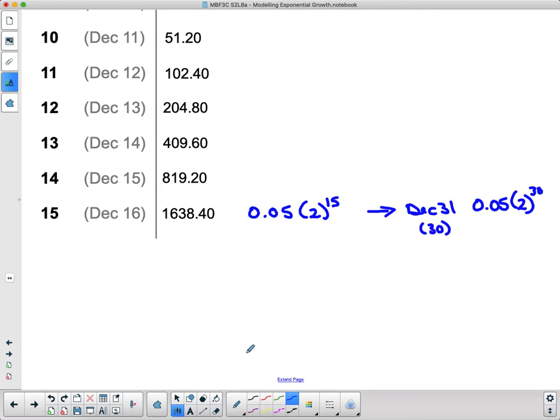0.05 times 2 to the exponent 30 is, here's the number on my calculator, give it a try on yours, 5368791 decimal 2. Now that's a pretty big number. Let's put in our commas to see how much it is. That is $53 million, ladies and gentlemen.